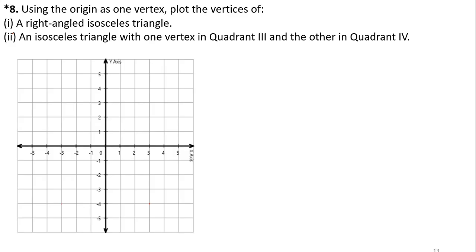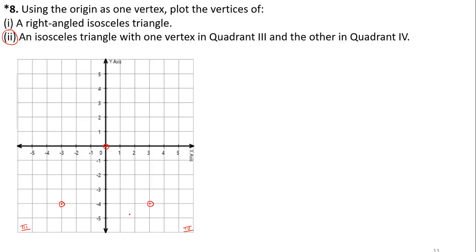Now here we will see the eighth second sub question, an isosceles triangle with one vertex in quadrant 3 and the other in quadrant 4. So this is the third quadrant, and this is the fourth quadrant. One corner point should be here, and one corner point should be here. And the origin should be one vertex. It has to be isosceles, with one point in quadrant 3 and one point in quadrant 4. So I will take one point here and one point here.